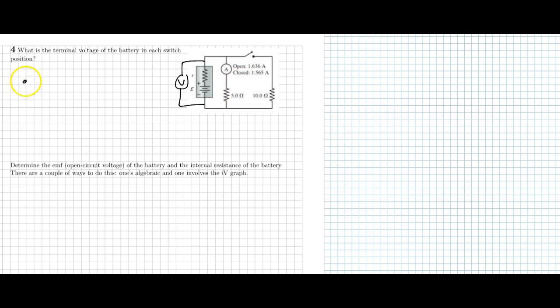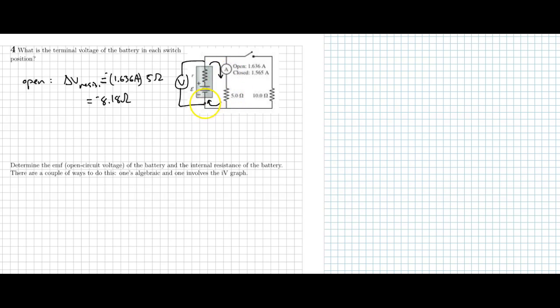So in the open position, when the switch is open, current flows through the battery, down through here, back through the battery. No current flows in this branch because it's not a closed loop. So the delta V across the resistor, we can just get by Ohm's law, 1.636 amps times 5 ohms. That voltage is 8.18. It's negative because it's a drop. Negative 8.18 volts across the resistor.